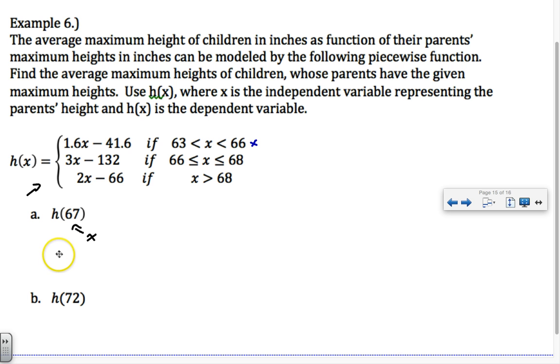So h of 67 is 3 times 67 minus 132. If I do 3 times 67 minus 132, I'm going to get that the maximum height is going to be 69 inches.